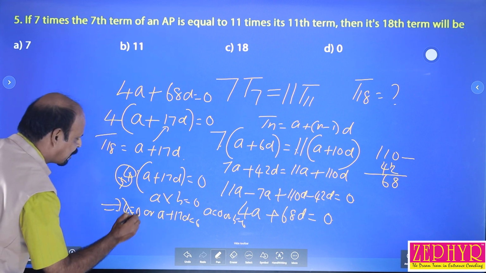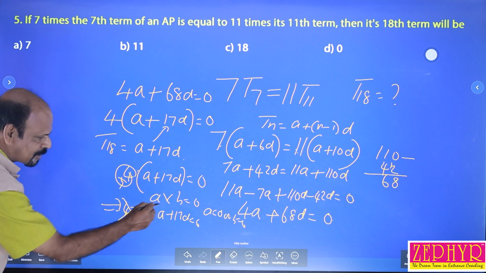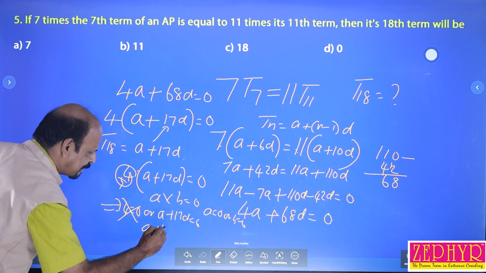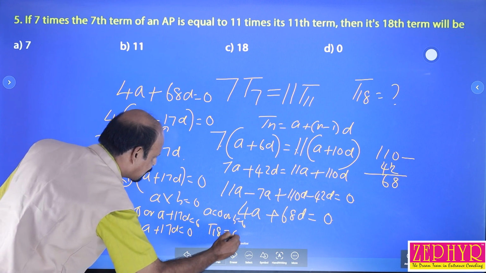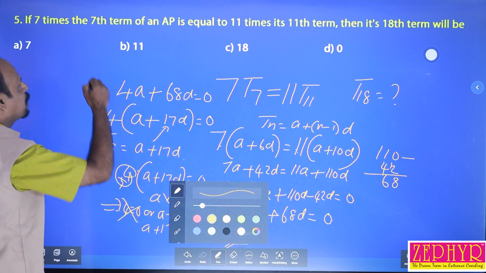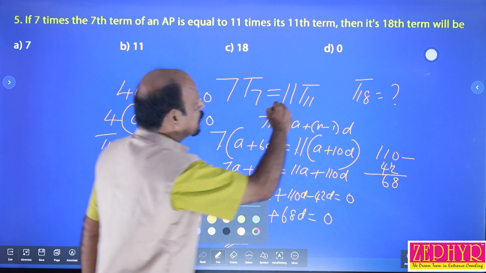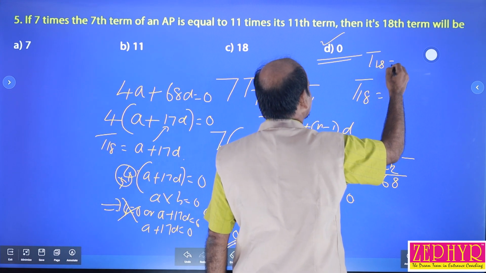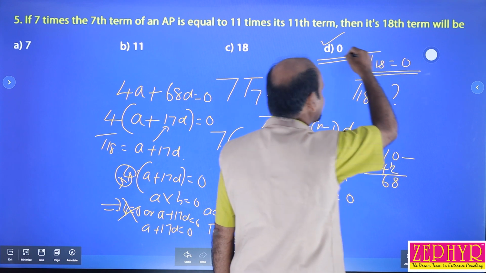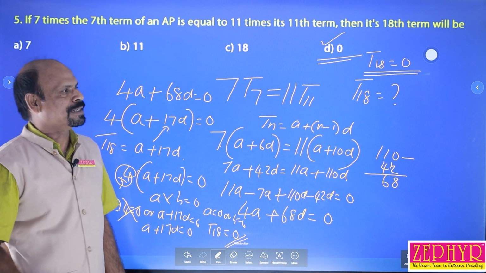But we know 4 is not equal to 0. So we got a plus 17d equal to 0. That means term 18 equal to 0. So your option is D. D is the right option. Term 18 equal to 0. From the given condition, we can observe that term 18 equal to 0.